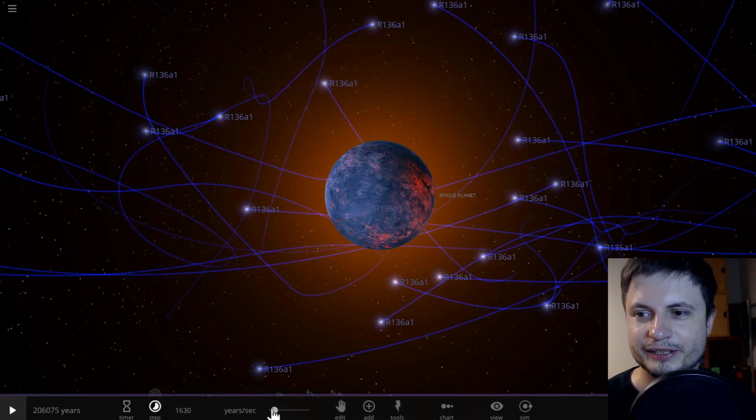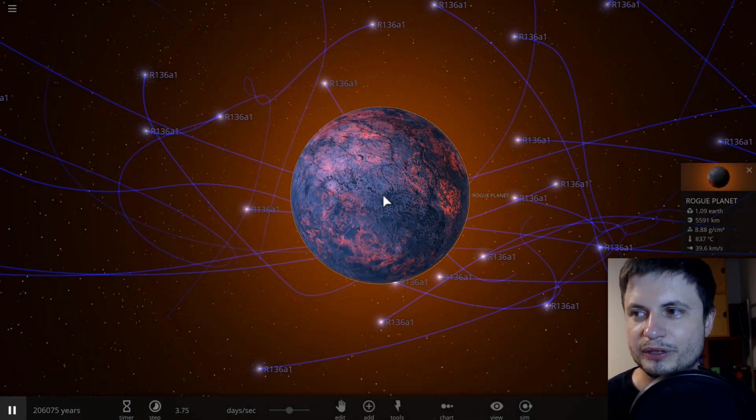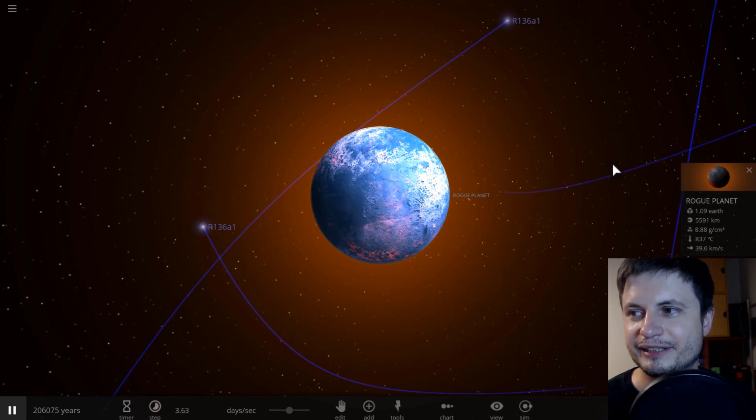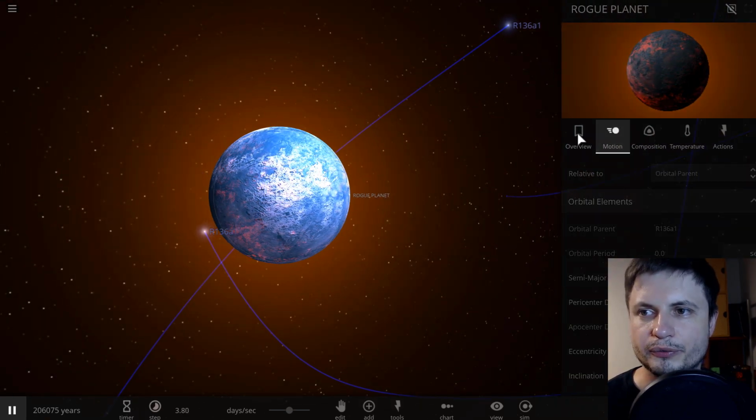Oh my god, this is crazy. I totally almost missed this. So it looks like we actually have approached one of the stars too close. And because we did that, our temperature has now jumped to 900 degrees Celsius. This is at a distance of 274 AU.